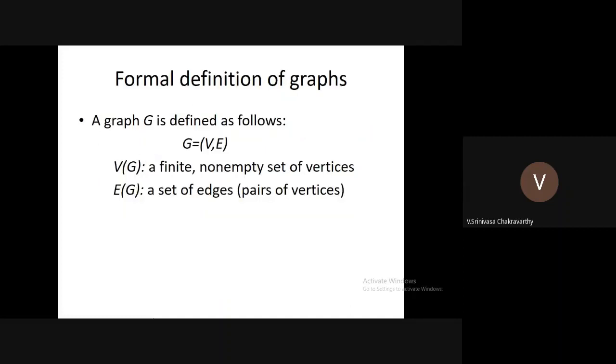So in a graph, you have a bunch of vertices V of G and a bunch of edges E of G. So a graph is a combination of the two sets, the vertex set and the edge set. And each edge connects a pair of vertices, and V, the set of all vertices, is a finite non-empty set of vertices.